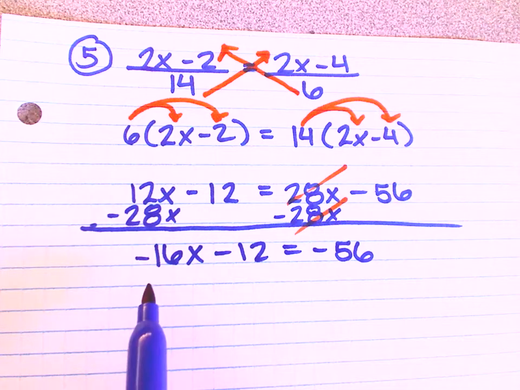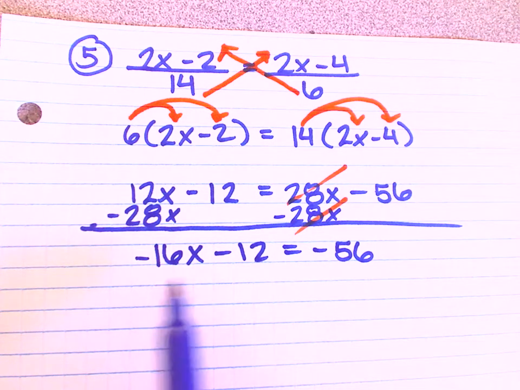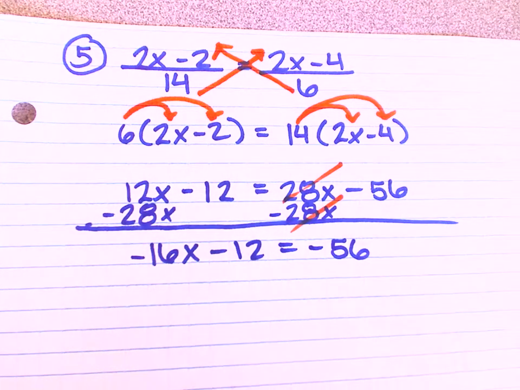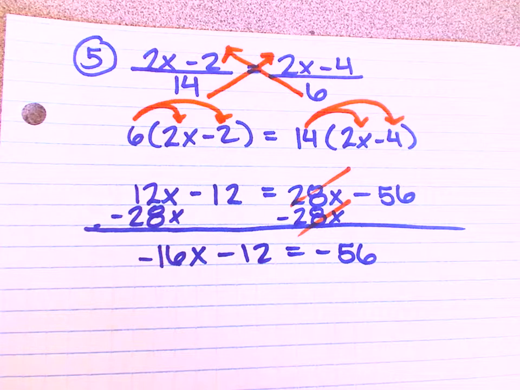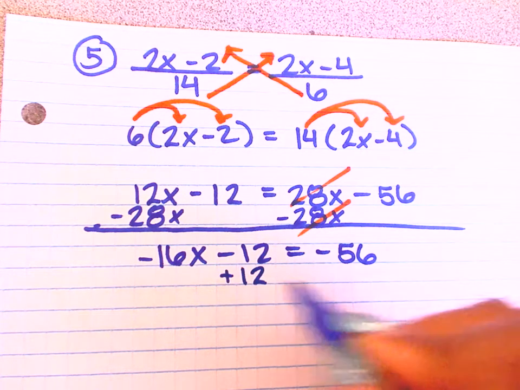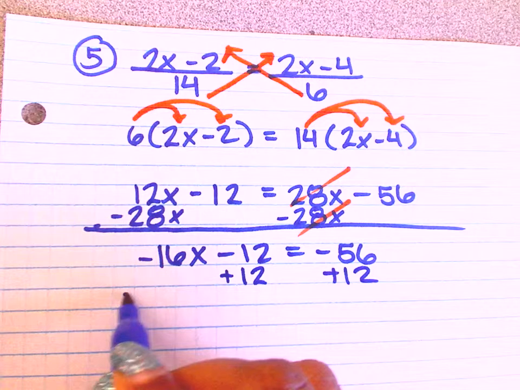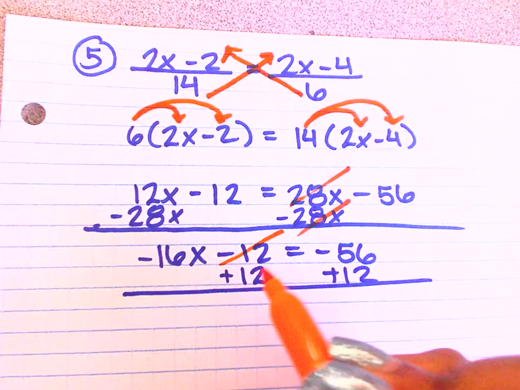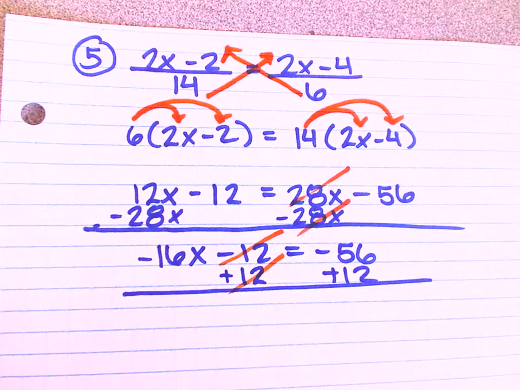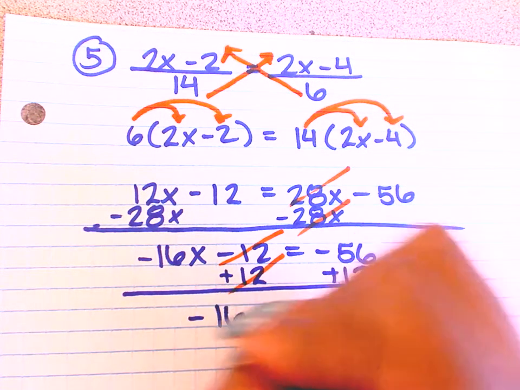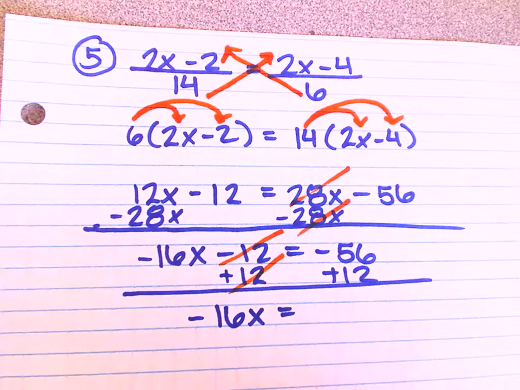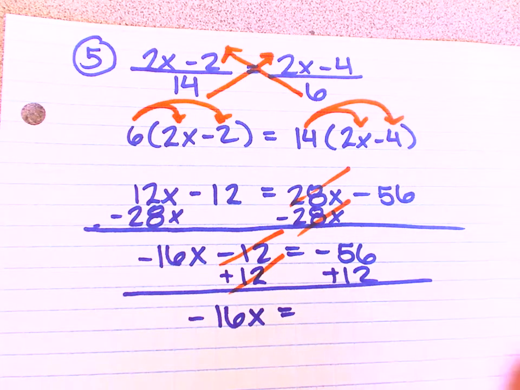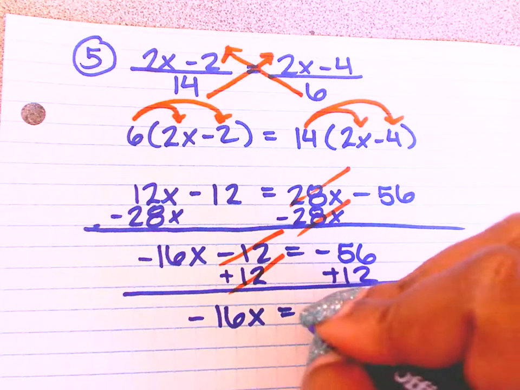12 minus 28, which is a negative number, different sign, subtract. Kept the number equals, and we're still left with the subtraction, so negative 56. So now I need to add 12 to both sides to get the variable isolated. So I'm going to add 12 to both sides. Now my 12's cancel. The negative 12 and the positive 12 cancel out. So on this side I'm left with negative 16x equals, again, 56 and a positive 12. Different signs subtract. So I should get 44 and negative 44.